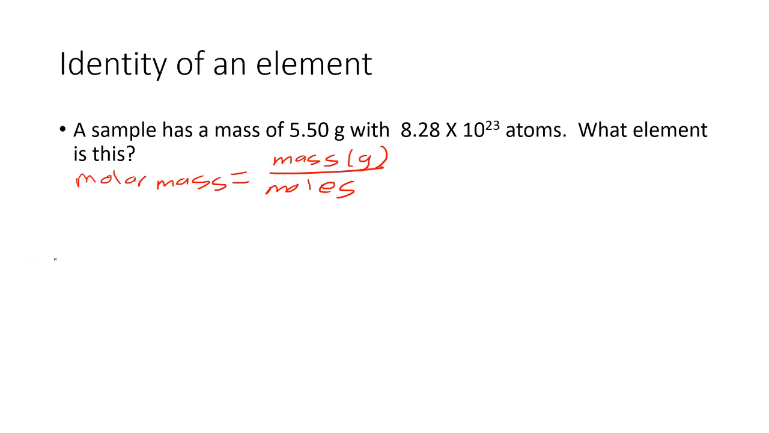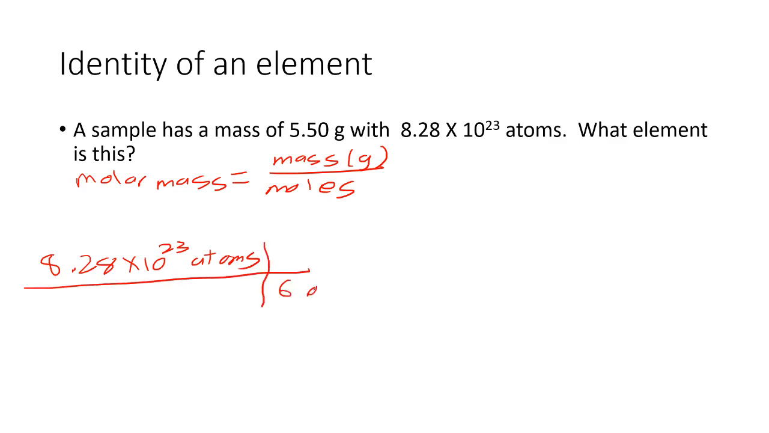So for this, we need our mass in grams, which the problem has already given us, and our number of atoms in moles. And currently we have it in atoms. So let's convert that. So we have 8.28 times 10 to the 23rd atoms. And now I'm going to convert it. I know that for every 6.022 times 10 to the 23rd atoms, I'm going to get 1 mole. My atoms would cancel and I'm left with moles. And from there, I'm going to get that this sample contains 1.37 moles.